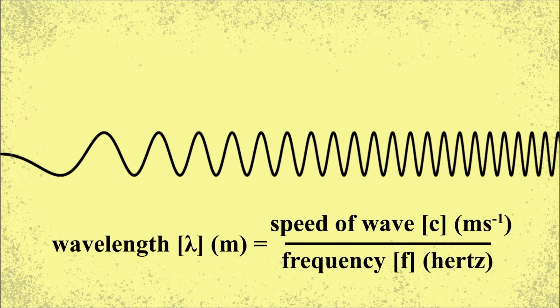Wavelength and frequency vary inversely, which means that light with longer wavelength has lower frequency, and shorter wavelength has higher frequency. The higher the frequency of the light, the higher the energy.